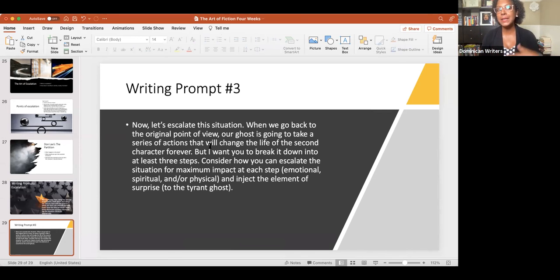What I want you to think about is whether or not there's a way to surprise the ghost. Is there a way in which this concept of surprise, which we started with, the ghost is coming back to haunt our wrongdoer and is doing something to that wrongdoer that the wrongdoer does not expect? And then by the end, is there any way that we can surprise the ghost?